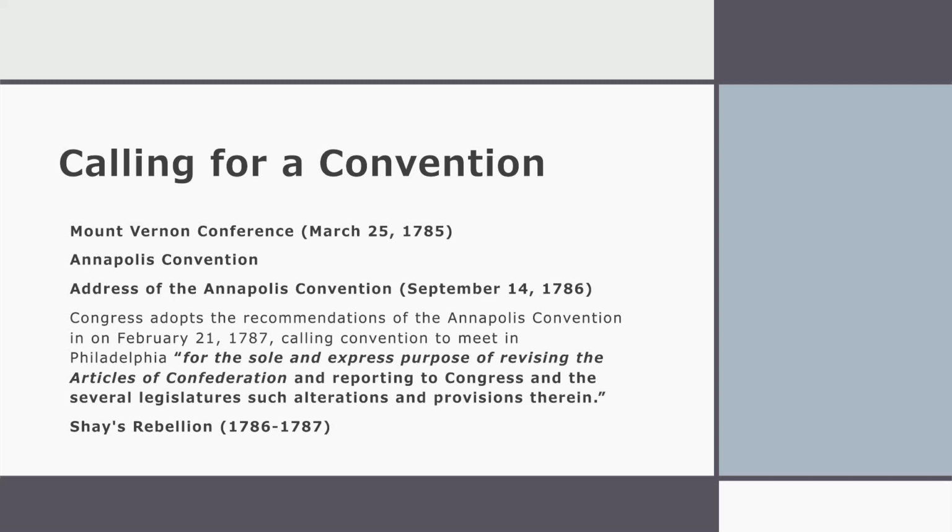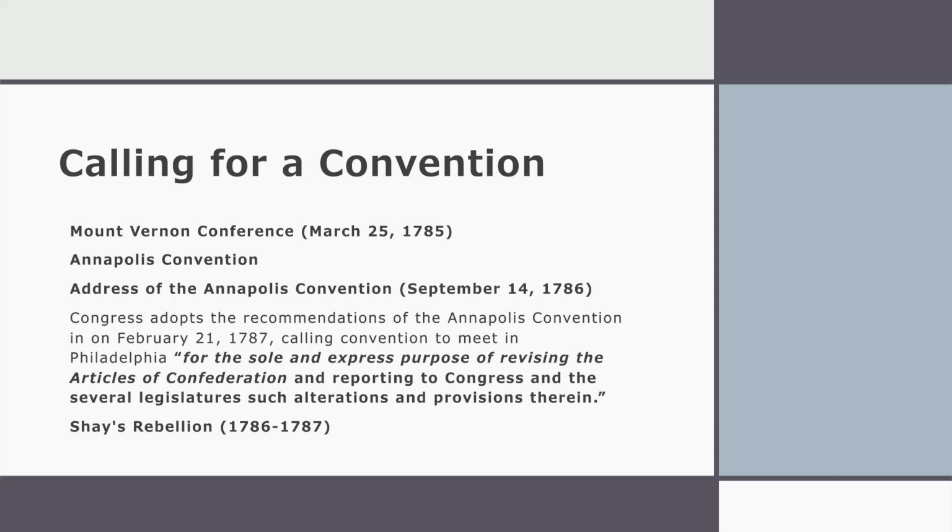There were other problems as well. For example, if there were obstructions in the river, if improvements were needed for navigation, who paid for them? Was it Congress? Was it Virginia? Or was it Maryland? So the conference met on March 25th, 1785 at George Washington's house and concluded 3 days later.